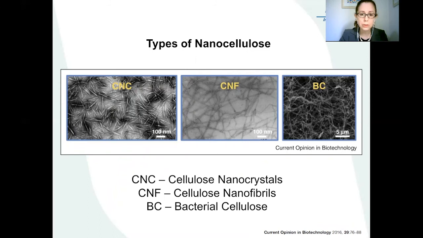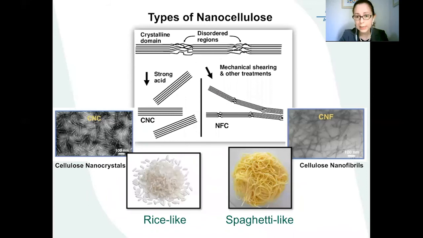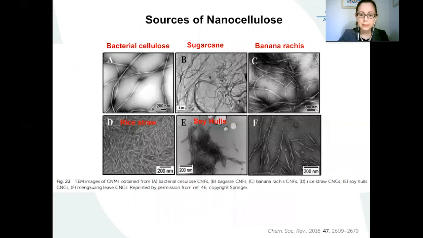And in a general way, we could classify cellulose nanocrystals as structures that contain mainly the crystalline fraction of cellulose, which is mainly obtained by acid hydrolysis, and whose structure we could compare to grains of rice. While cellulose nanofibrils are fibers containing both the amorphous and crystalline fractions of cellulose, forming a structure that would be similar to spaghetti. And nanocellulose can be obtained from different materials, including agroindustrial residues, such as sugarcane bagasse, straw, others such as banana stem, rice straw, soybean hulls, and so on.